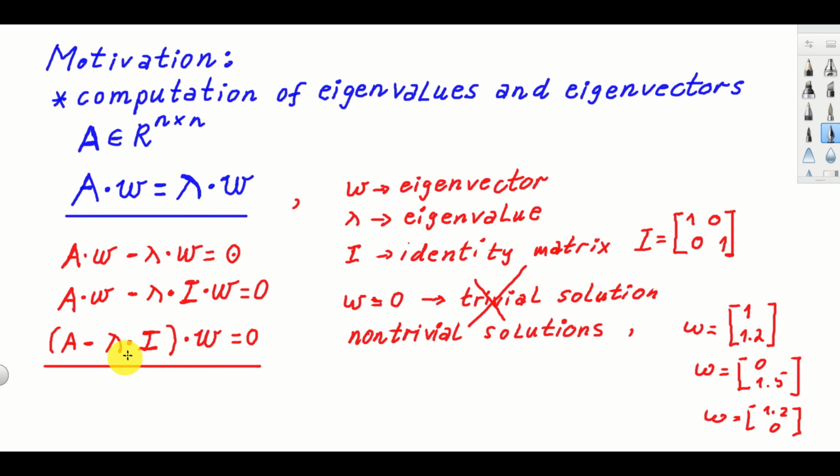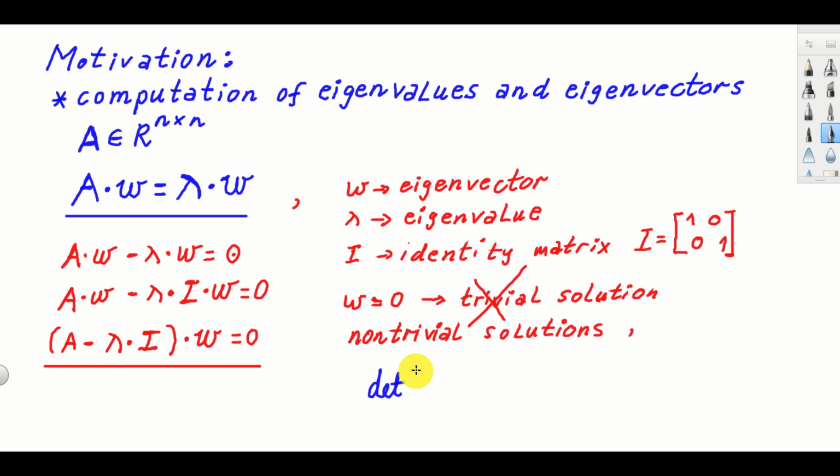So what is the condition for the existence of non-trivial solutions of this equation? Assuming that lambda is known, this is a system of n equations with n unknowns, where the unknowns are the entries of the vector W. And this is a homogeneous system of linear equations. The main condition for the existence of the non-trivial solution is that the determinant of this matrix, A minus lambda multiplying I, is equal to 0. Again, this is a necessary and sufficient condition for the existence of non-trivial solutions W inside of this system.